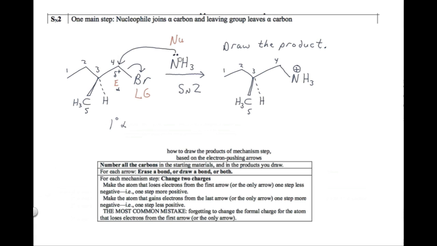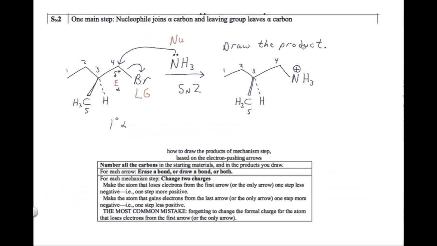The nitrogen started neutral and it lost a negative electron. So it becomes one step less negative. One step less negative is the same as one step more positive. So it goes from neutral to positive. It should make sense that if you lose electrons, a negative charge, you can go from neutral to positive.